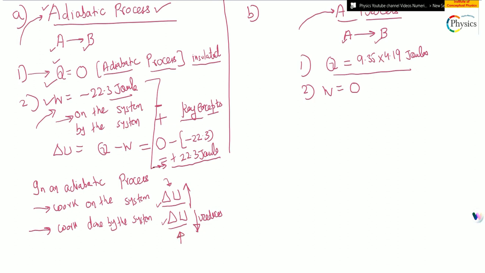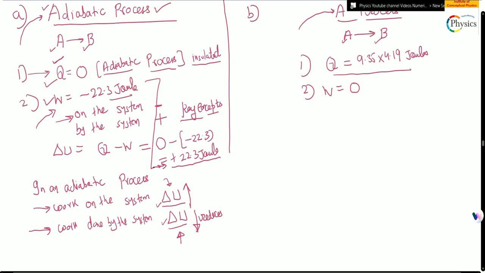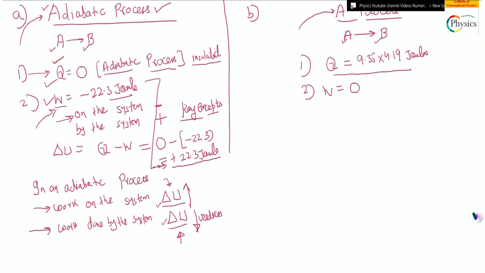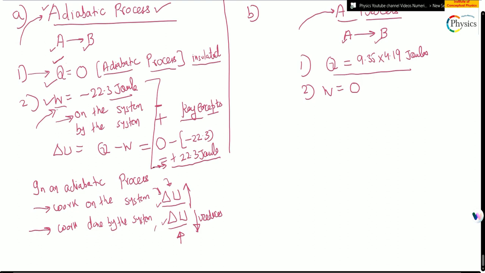Generally you change delta U with the help of what? With the help of adding Q. In an adiabatic process, you don't do any Q. There is no Q. There is only W. So W is the engine which provides the increase or decrease of delta U.